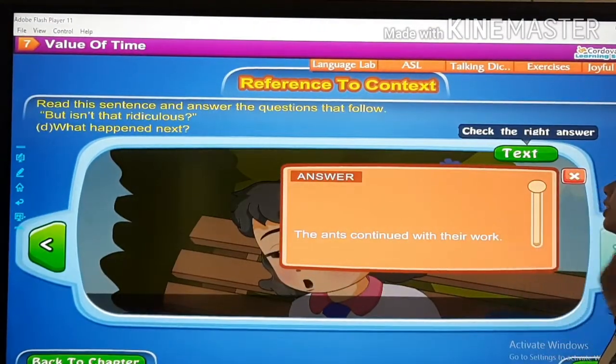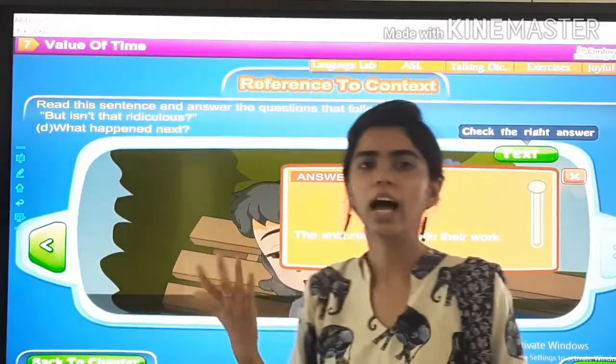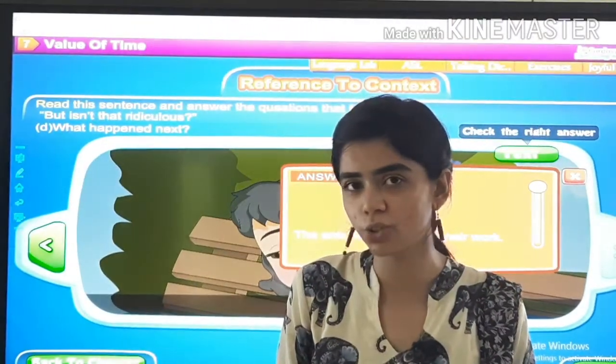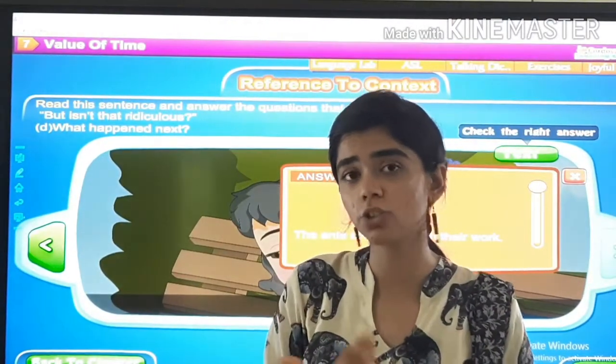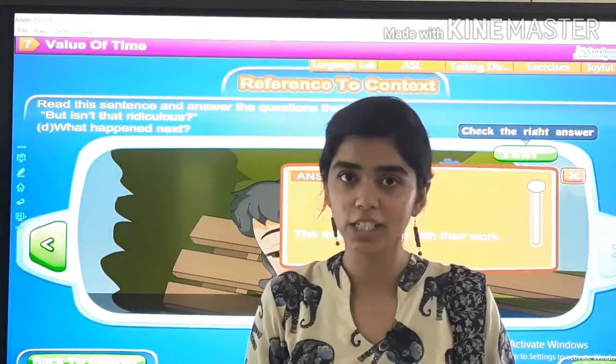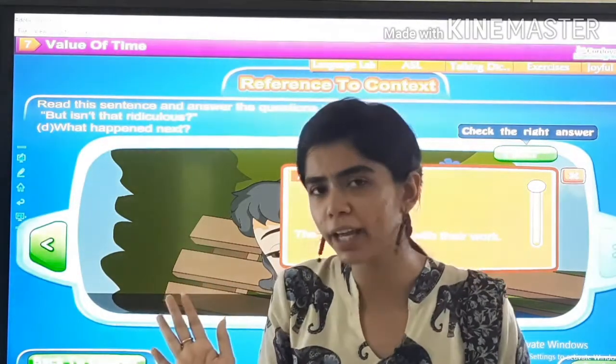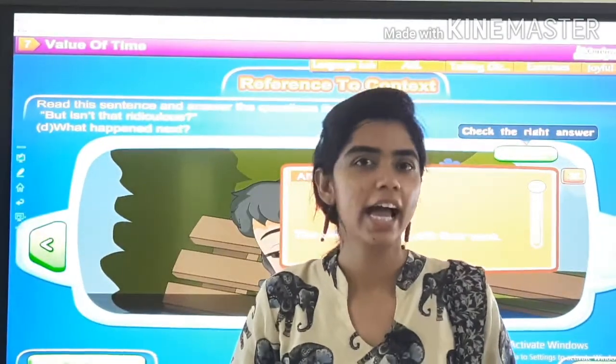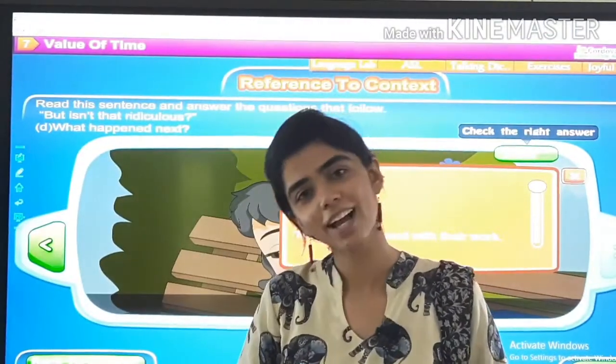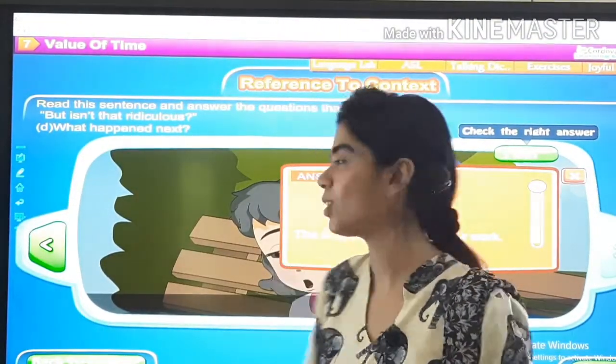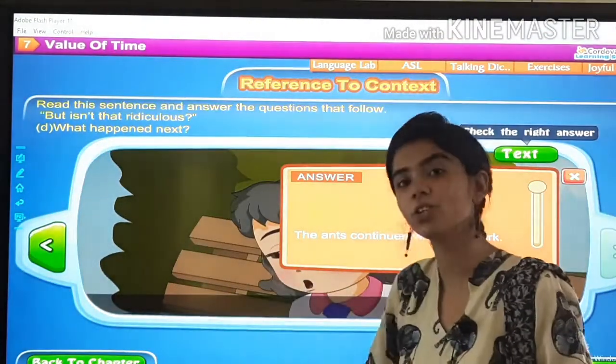The ants continued with their work. The ants didn't pay much attention to her because they wanted to complete their work. So they didn't come for playing. वो खेलने नहीं आए and उन्होंने अपना काम continue किया. So this was the reference to context.